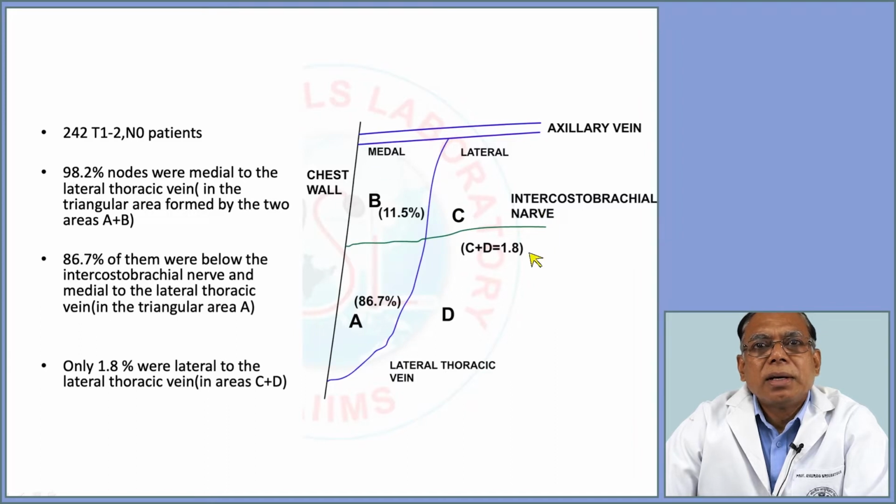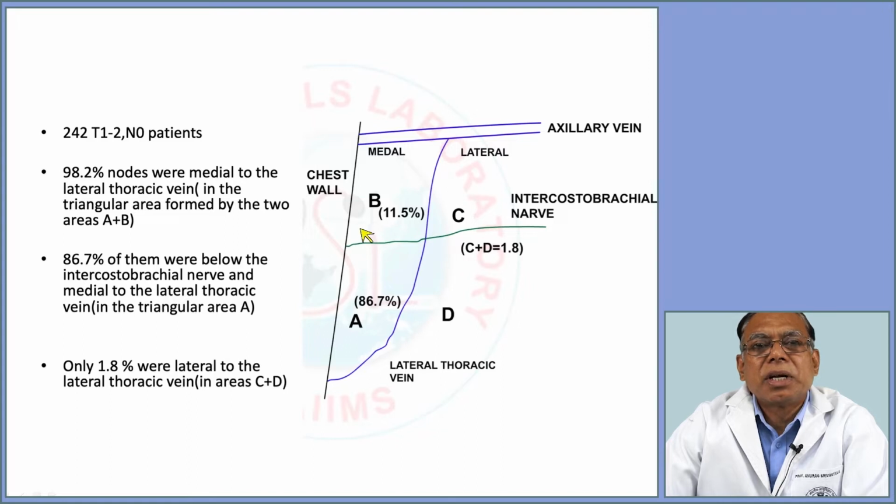So if you divide this area of the lower axilla into 4 quadrants based on the axillary vein here, lateral thoracic vein here, and intercostobrachial nerve here, you get the area A, which harbors the majority of the nodes, area B above the intercostobrachial nerve, again medial to the lateral thoracic vein, 11% nodes. C and D constitute only 1.8%. So a very small fraction of the sentinel nodes will be located lateral to the lateral thoracic vein.